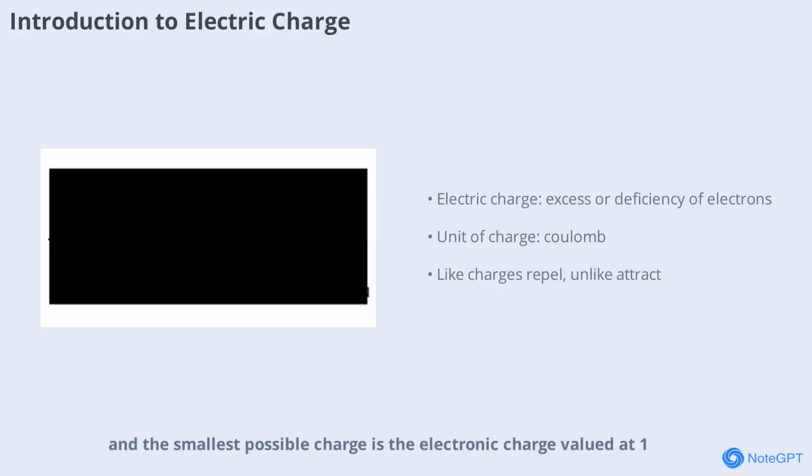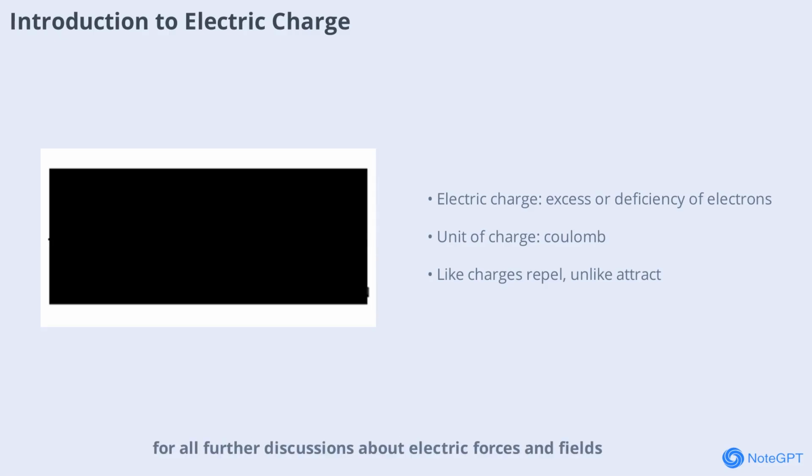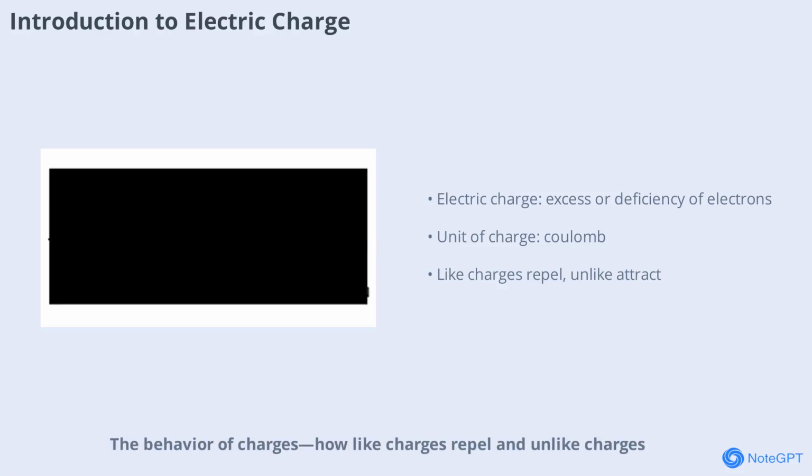The basic unit of charge is the coulomb, and the smallest possible charge is the electronic charge, valued at 1.6 x 10^-19 coulombs. This concept is crucial because it forms the foundation for all further discussions about electric forces and fields. The behavior of charges, how like charges repel and unlike charges attract, sets the stage for exploring the laws that govern their interactions. Let's delve deeper into how these charges interact and the laws that describe their behavior.